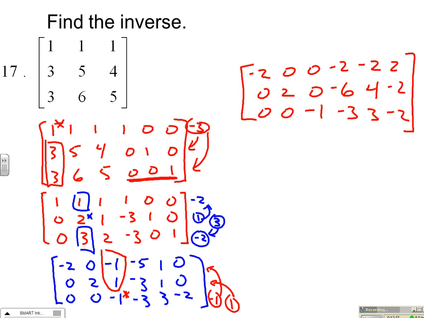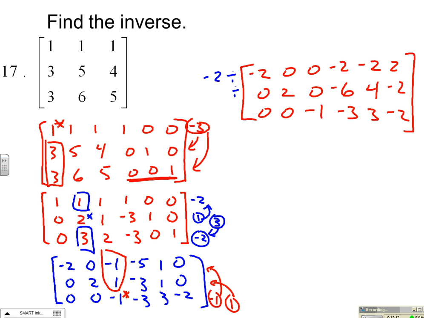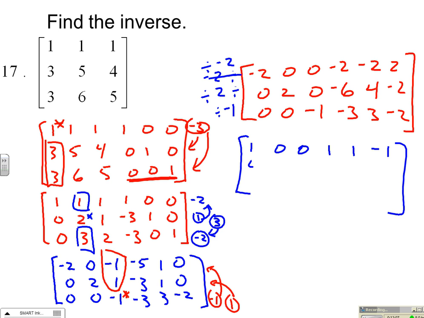Okay, here I'm going to divide the first row by -2, divide the second row by 2, and divide the third row by -1. So I end up with +1, 0, 0, +1, +1, -1. When I divide by 2, I end up with 0, 1, 0, -3, 2, -1. And when I divide by -1, I end up with 0, 0, 1, 3, -3, 2.